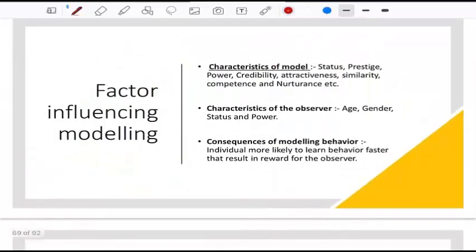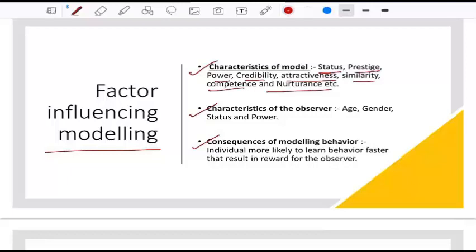Factors that influence modeling: characteristics of modeling, characteristics of the observer, consequences of modeling behavior. So, what are the characteristics of the model? His status, prestige, power, credibility, attractiveness, similarity, competitiveness, and nurturance. These are the characteristics of the model.